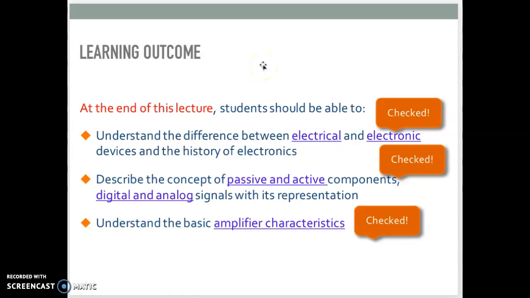As a conclusion, what have we learned in chapter 1? The difference between electrical and electronic devices. Electronic devices need a power supply and have active components, for example transistors and diodes. And you learned about the voltage amplifier and the current amplifier. Okay, that's all for chapter 1. Thank you all. Assalamualaikum.